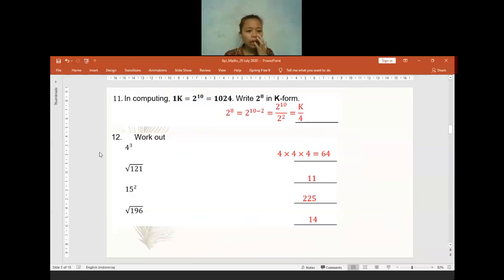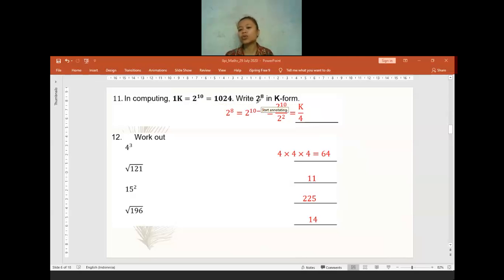For question 11, in computing, 1k is equal to 2 to the power of 10. This matters when later you want to be a programmer. If you don't want to be, it will just be information for you. 1k is equal to 2 to the power of 10, which equals 1024.